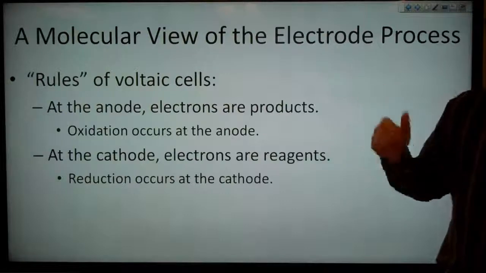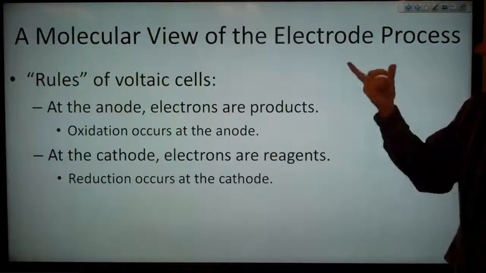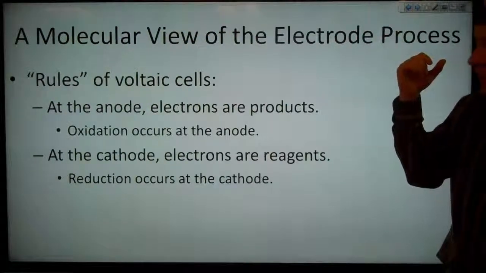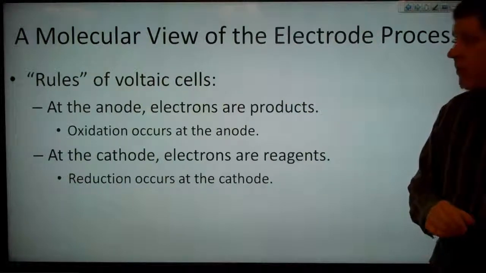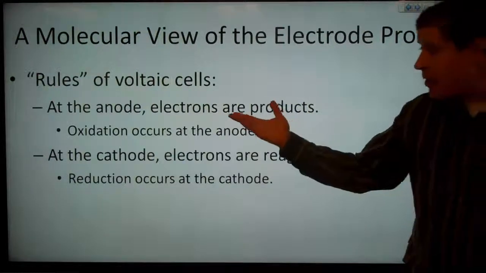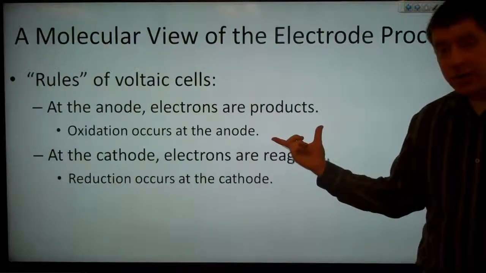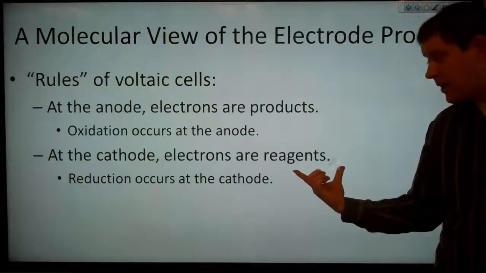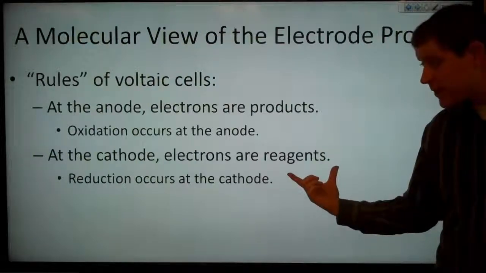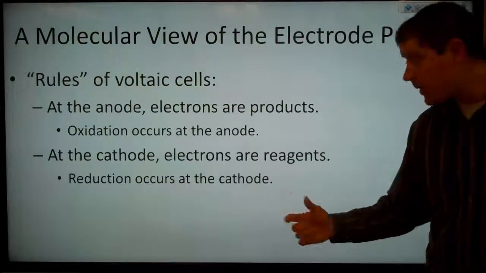Let's take a molecular view of our electrode process here, and so we'll come up with some rules for voltaic cells. At the anode, electrons are products, and oxidation is occurring. At the cathode, electrons are reagents or reactants, and reduction is occurring.